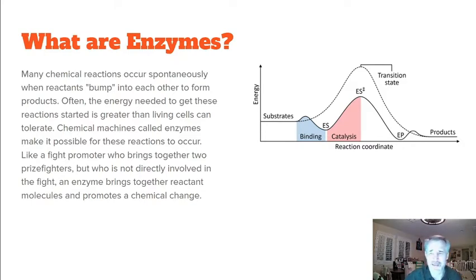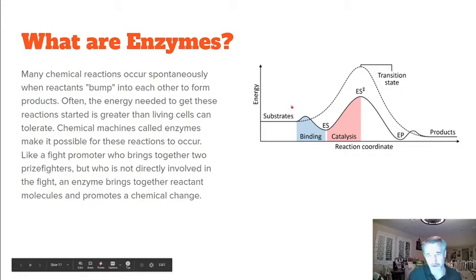But it speeds up if we add an enzyme, if we just put in a catalyst. Often the energy needed to get these reactions started is greater than living cells can tolerate. So chemical machines, or proteins called enzymes, make it possible for these reactions to occur. Like a fight promoter brings two prize fighters together but is not directly involved in the fight, the enzyme brings the reactants or molecules together and promotes a chemical change. This could be putting things together or taking things apart, like we talked about with hydrogen peroxide.